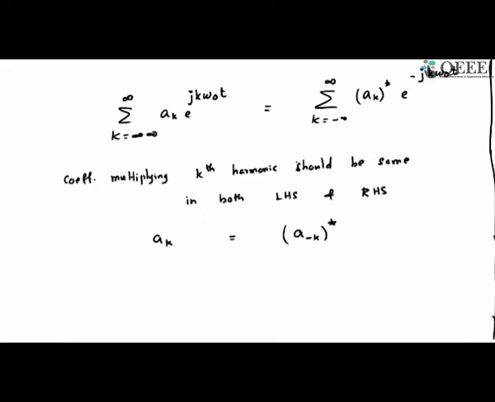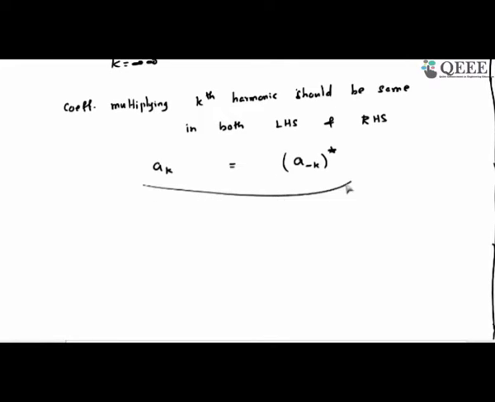So a k is the coefficient for the kth harmonic in the left hand side. Similarly, the kth harmonic in the right hand side is e power j k omega naught t, and the coefficient multiplying it is a minus k conjugate. So these have to be identical to each other. That is from directly comparing the coefficients. This is what we call conjugate symmetry. So the coefficient for the kth harmonic is the conjugate of the coefficient corresponding to the minus kth harmonic. This is the symmetry property. We will see a couple more properties.